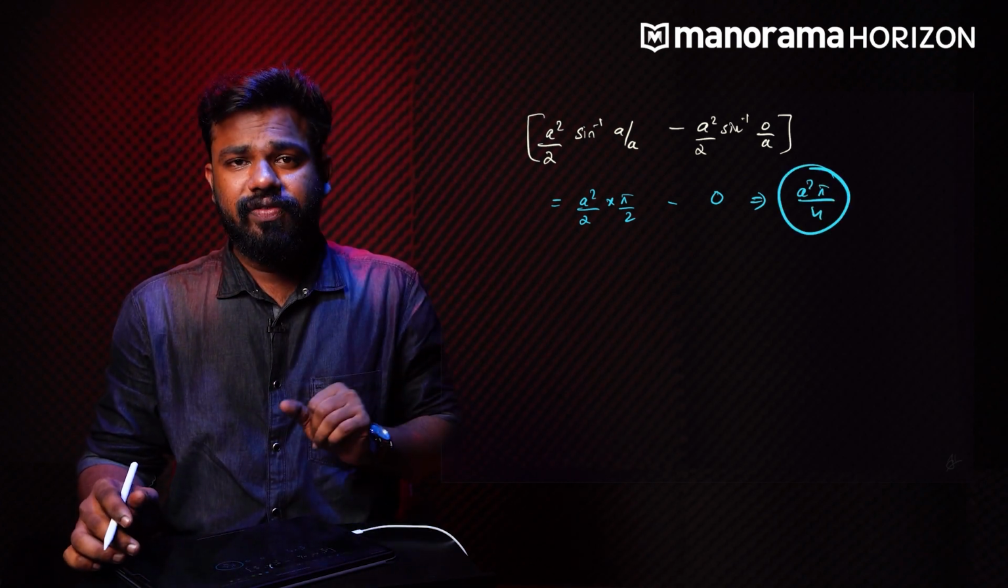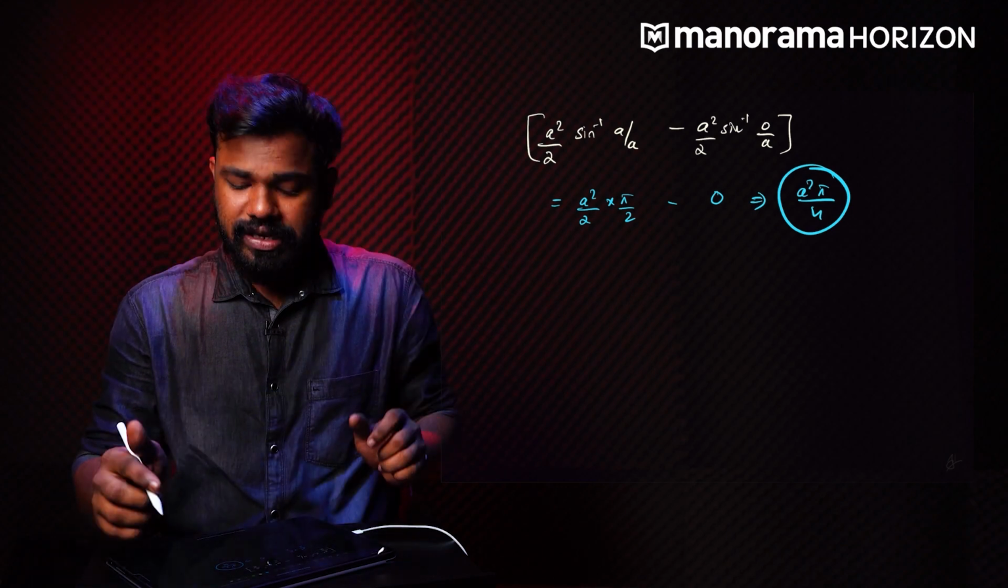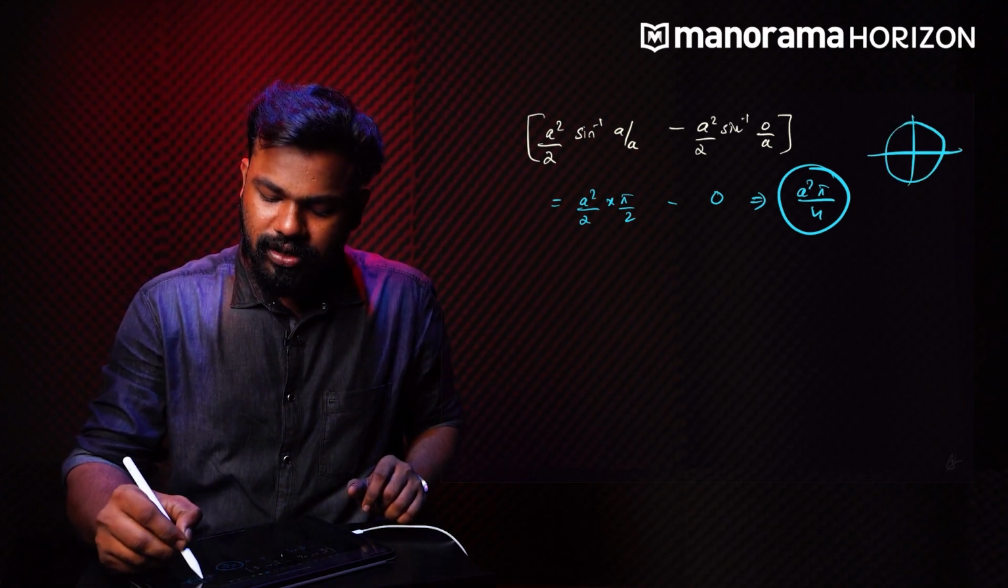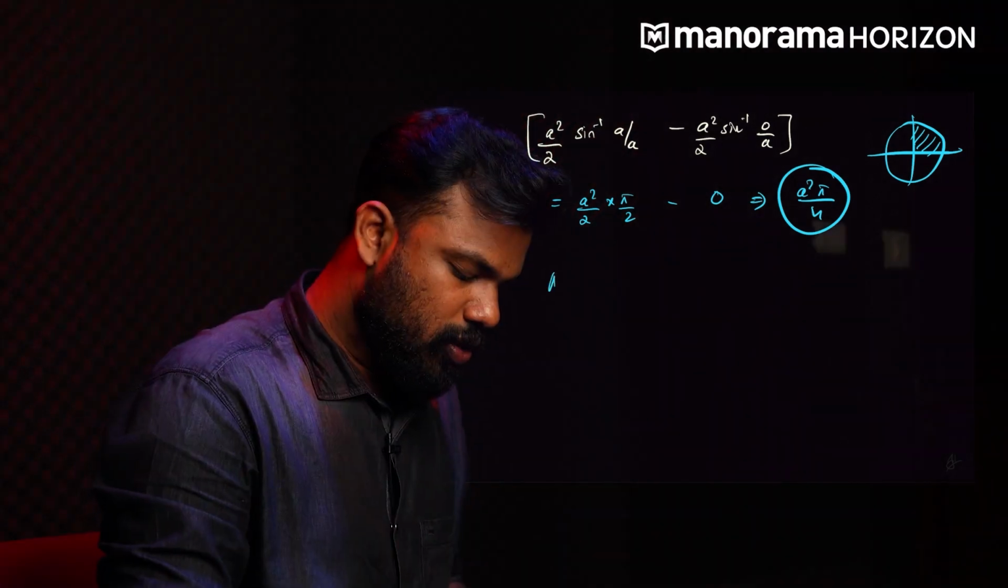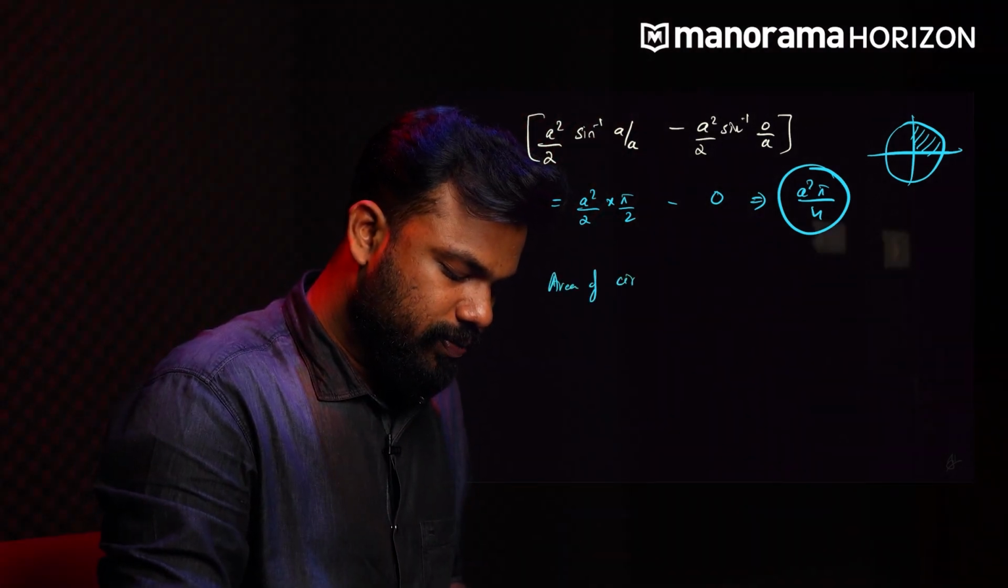Now this is the area that we got. What is the area of this one? It is a quadrant's area. A circle has how many such quadrants? You have 4 such quadrants. So what will be the area of the circle?